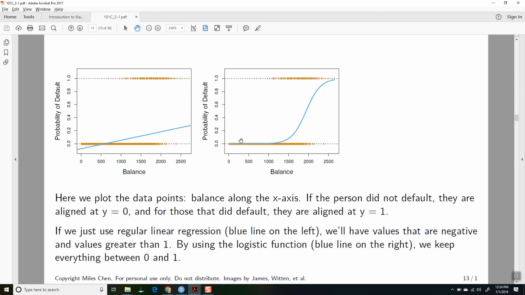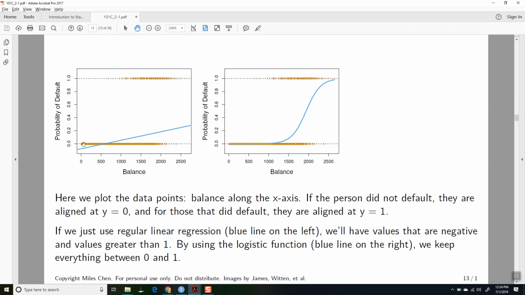However, the function that we're trying to fit is going to be this blue line here, okay? If we did just a regular old linear regression, fit a straight line, okay, this is kind of what we would get.